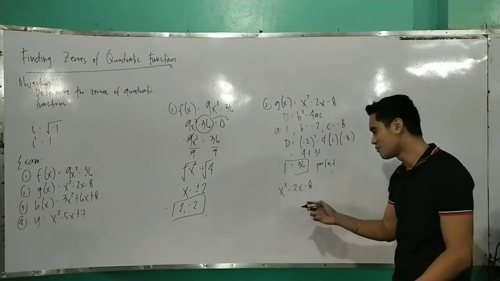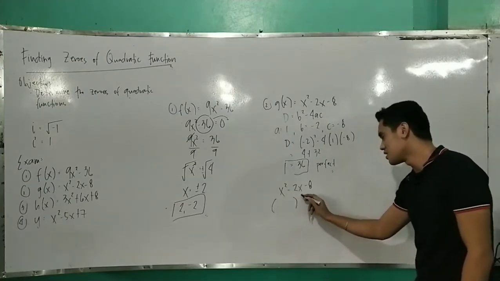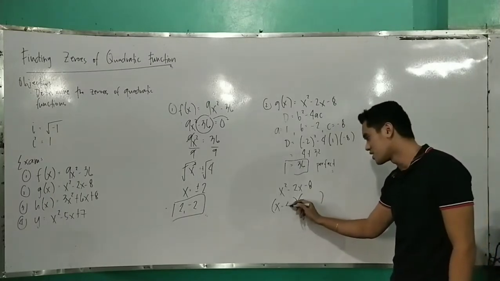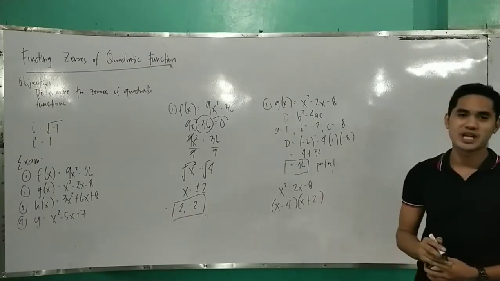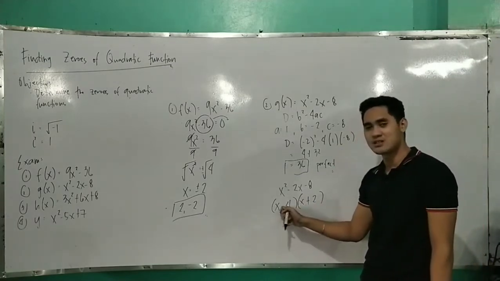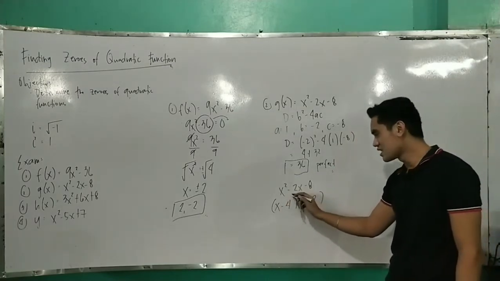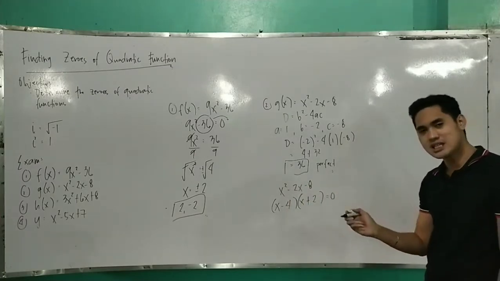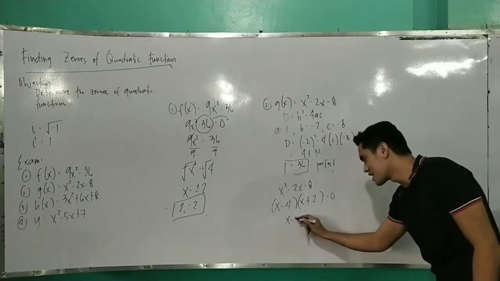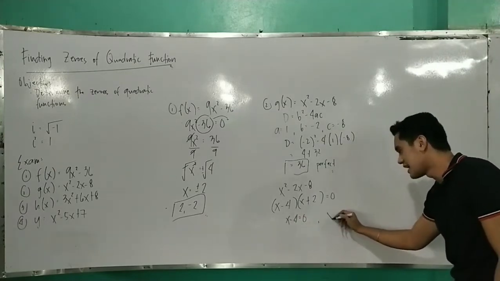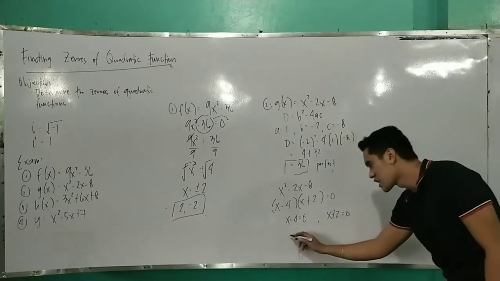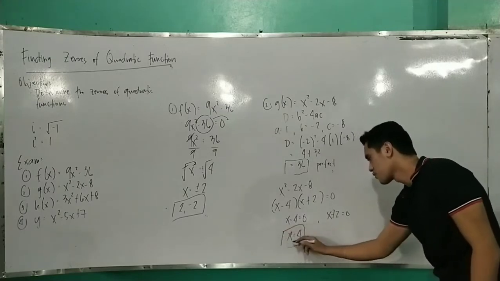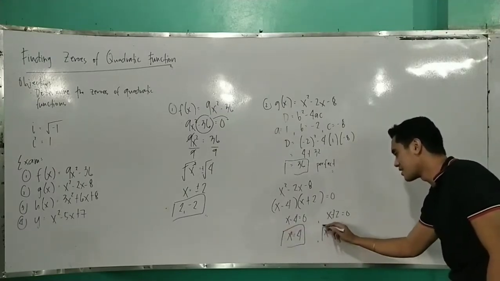Since alam niyo na naman kung paano mag-factor out, balik dito, meron tayong x. Yung negative 4 and plus 2. Nilagay ko sa 4 yung negative kasi ang nasa gitna ay negative 2. Equate ko is equal to 0. Ang dalawang sagot natin, meron tayong x minus 4 is equal to 0 and x plus 2 is equal to 0. So, yung isang 0 natin is 4, then yung isa natin ay negative 2.